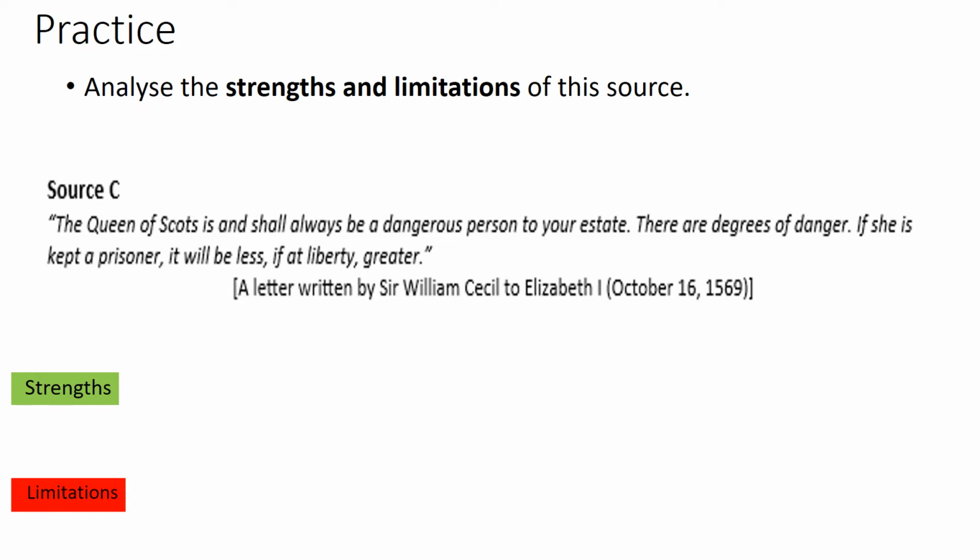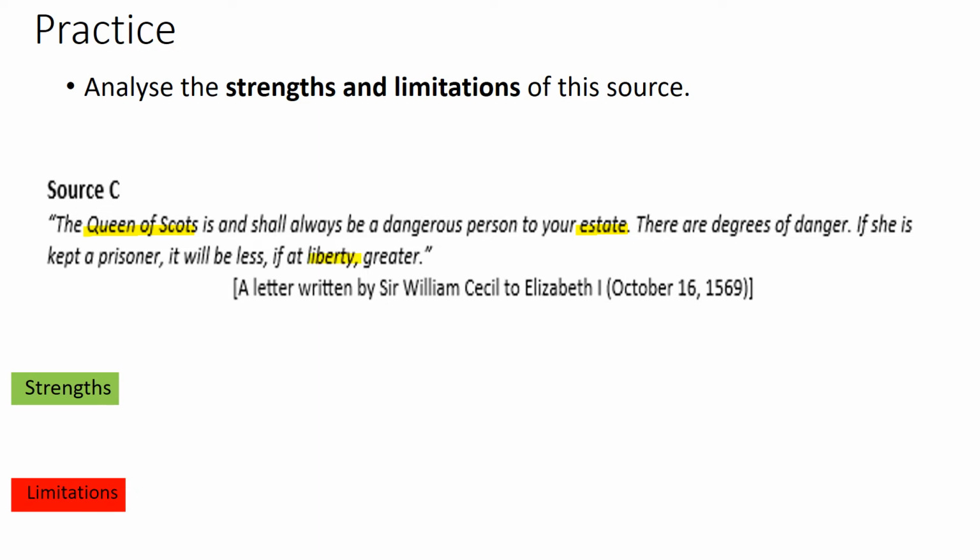So this is a letter written by William Cecil to Elizabeth I on the 16th of October, 1569. And he's saying some pretty interesting things here. He's saying the Queen of Scots, so in other words, Mary, Queen of Scots, is and always shall be a dangerous person to your estate. That means to your kingdom, to you, to your safety. But there are degrees of danger. If she is kept a prisoner, it will be less.